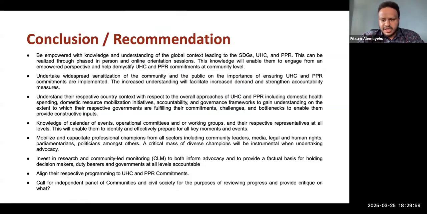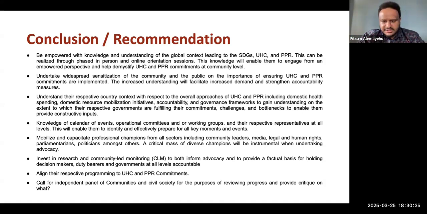So as a conclusion, we have suggested the following. Communities need to be empowered with the knowledge and with the right understanding to make sure that they participate and fully gain what they rightly deserve. We need to undertake widespread sensitization of community and also public functions, whereby communities are part of this sensitization and it promotes the essence and the importance of community engagement in providing quality services moving forward.